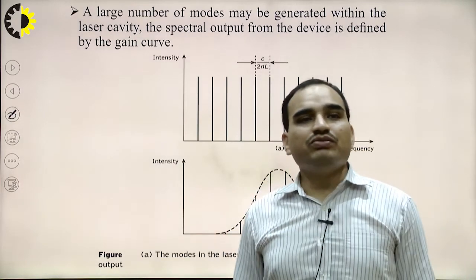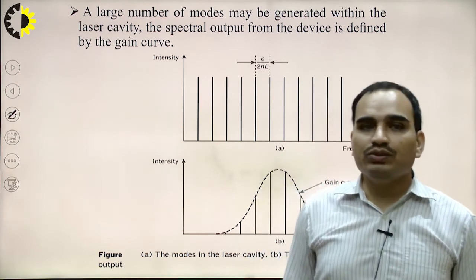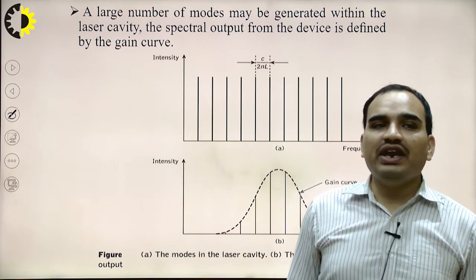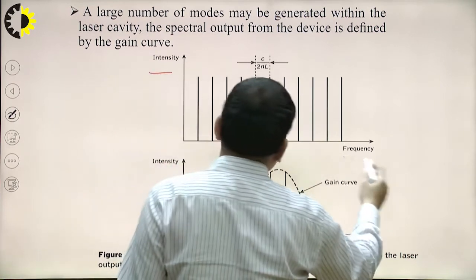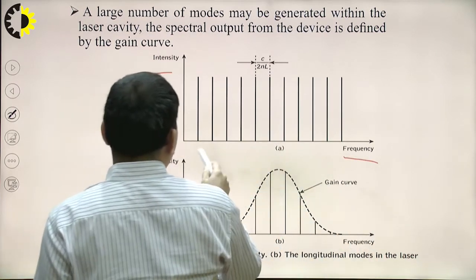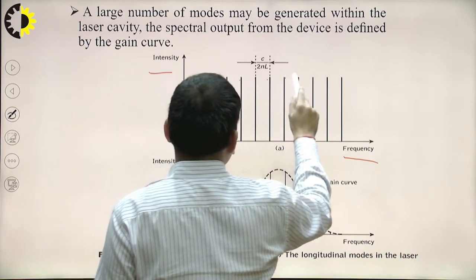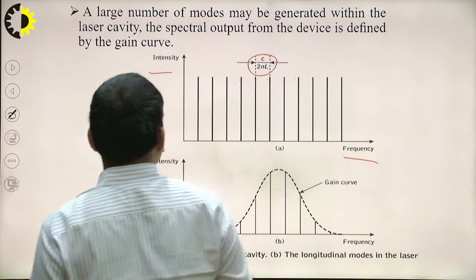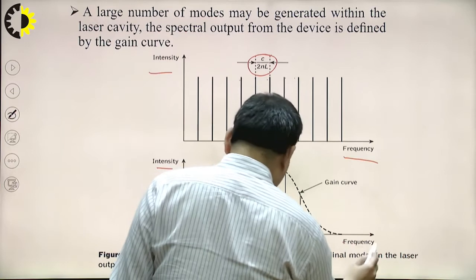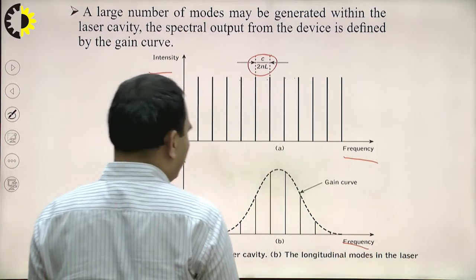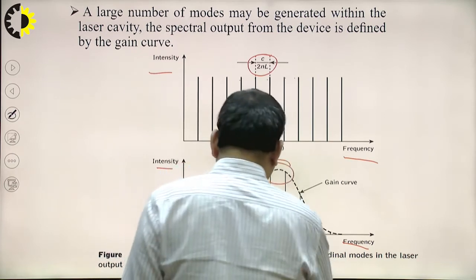A large number of modes may be generated within the laser cavity, and the spectral output from the device is defined by the gain curve. Here we can see the intensity versus the frequency. At a regular interval we have constant intensities, separated by c by 2nL. If we compare the intensity versus frequency curve in the case of the longitudinal modes in the laser, at a particular frequency we have the maximum intensity.